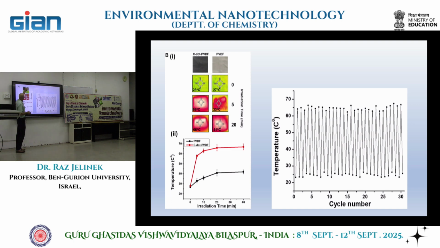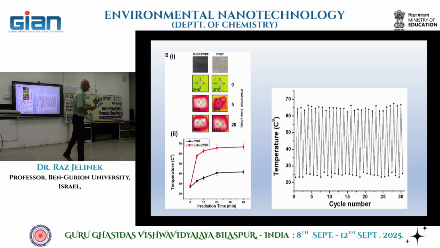Okay? Now without the carbon dots, we expose to the sun for 20 minutes. After initially 27 degrees, we expose to the sun 5 minutes, we get 33 degrees. After 20 minutes, 41 degrees. Now what happened when we have carbon dots there? We start with 28 degrees. After 5 minutes, we already reach 58 degrees. After 20 minutes, we have 66 degrees.